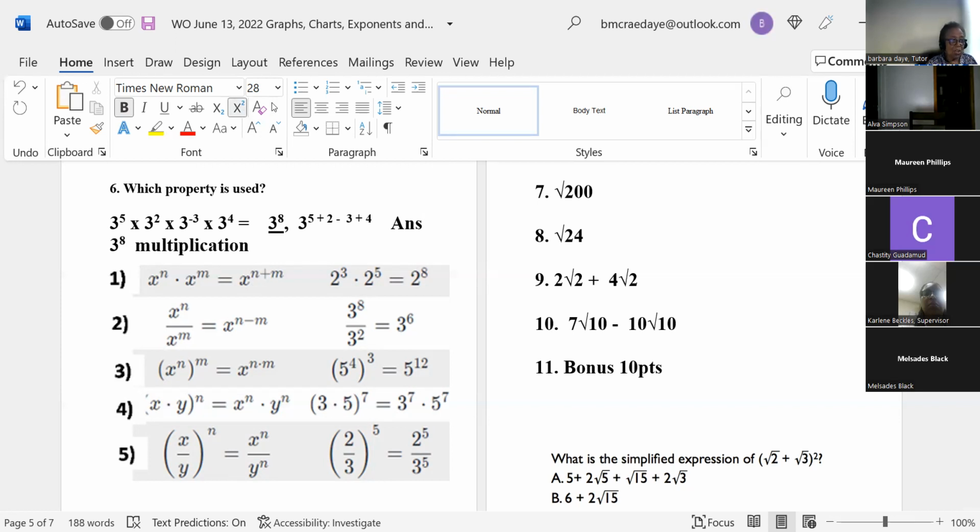Any questions on multiplying exponents with the same base?